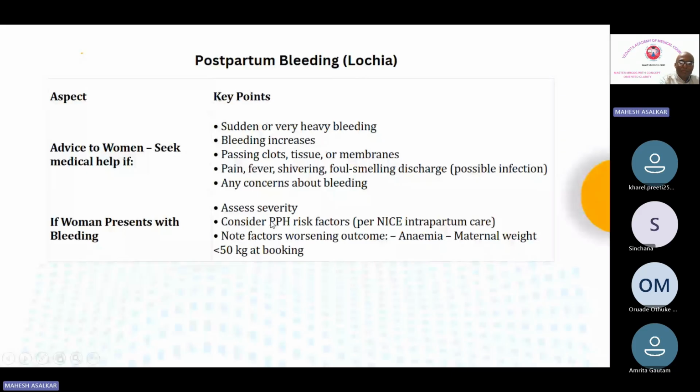Assess severity, consider PPH risk factors. If there is anemia, or maternal weight less than 50 kg, these patients have a worse outcome.